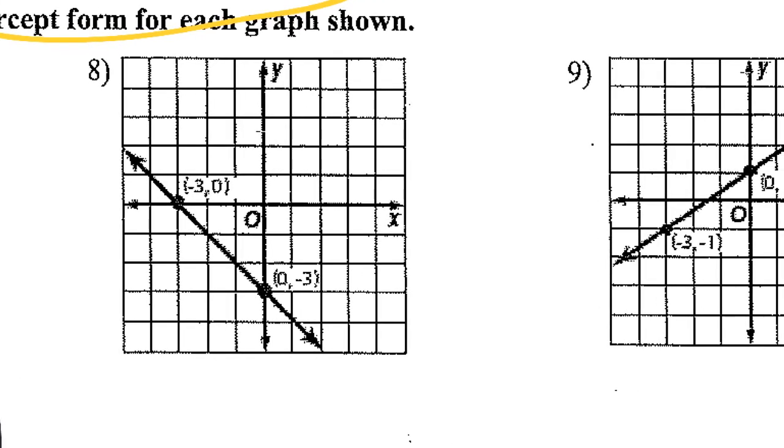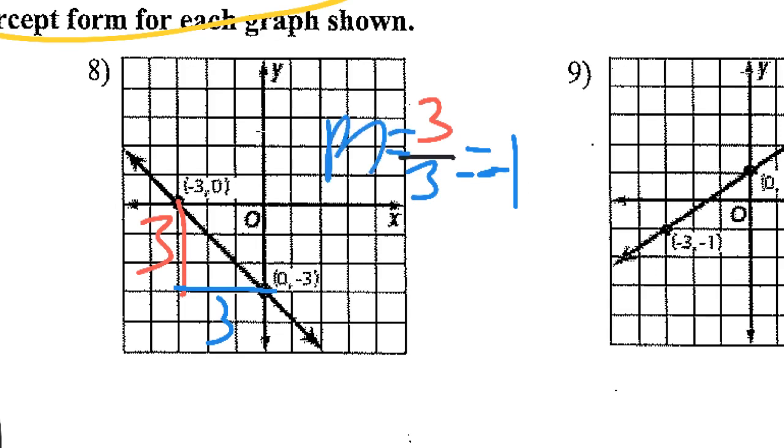Number 8. So here's my change of y. Here's my change of x. So we went down 3 and went to the right 3. So my slope is going to be 3 over 3. And for those that are wondering about the negative, I'm doing that on purpose. 3 over 3, my slope is just 1. And my slope going down from left to right makes this whole thing negative 1. So that's m right there.